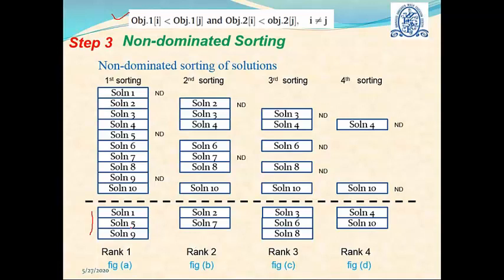So you can observe here, all the 10 solutions finally got non-dominated status, but with a different rank. Solutions 1, 5, 9 with rank 1, solutions 2 and 7 with rank 2, 3 and 6 and 8 rank 3, and 4 and 10 rank 4. Thus we classify the solutions into different ranks.